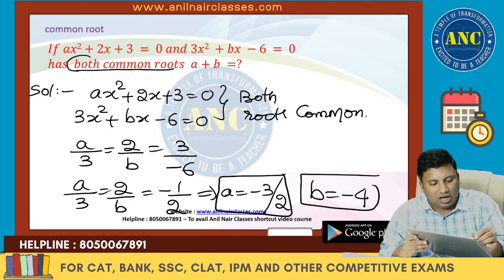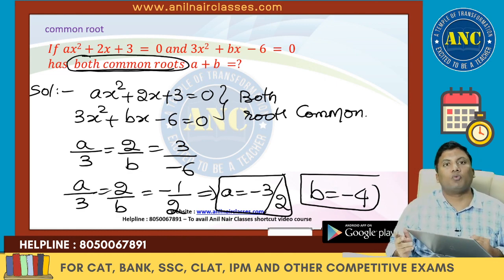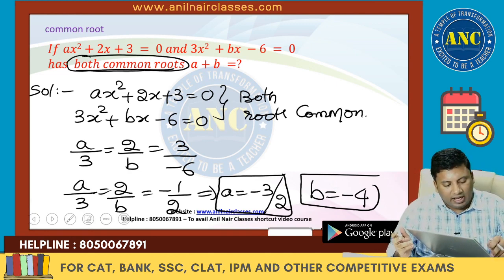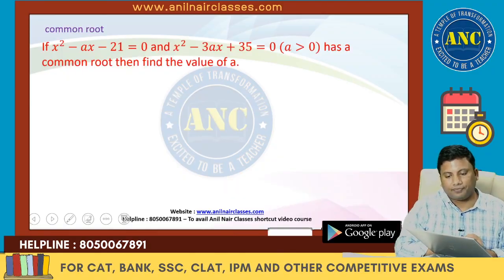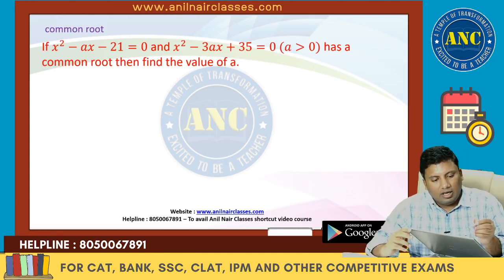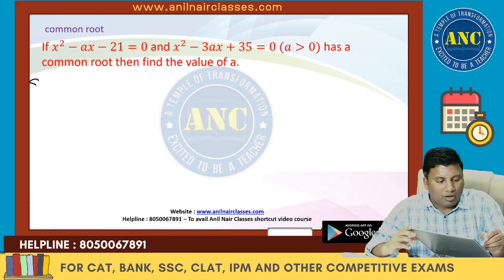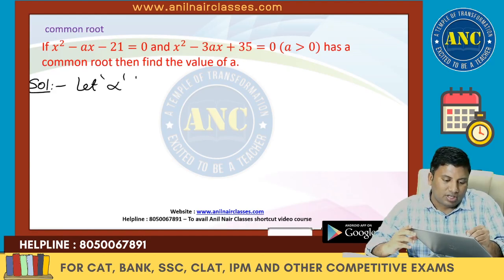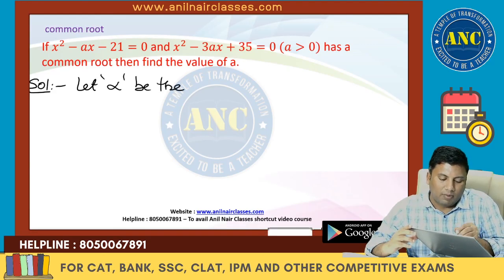Both the roots are common. Previous question is one root is common. Various models in our class. Next one. X square minus ax minus 21 has a common root. Already we discussed how to solve this kind of questions. Let alpha be the common root.